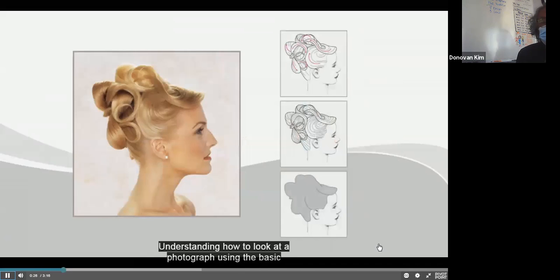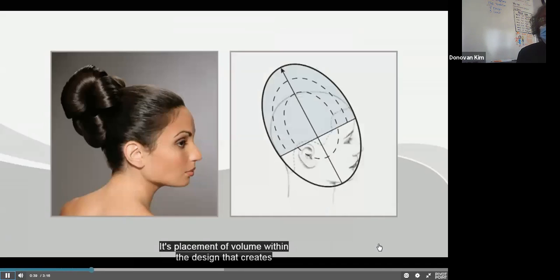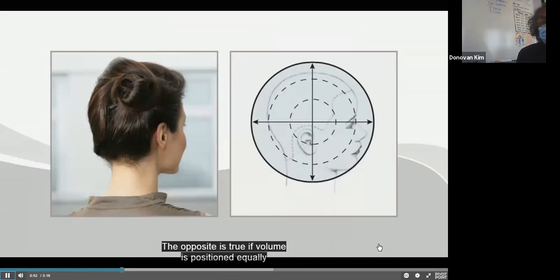Understanding how to look at a photograph using the basic detail and abstract levels of observation not only allows you to reproduce what you see, it also provides a means of communicating clearly with your client. It's placement of volume within the design that creates overall form. If volume is positioned in a specific area, such as the crown or nape, it automatically draws the eye to that area. The opposite is true if volume is positioned equally throughout the design.